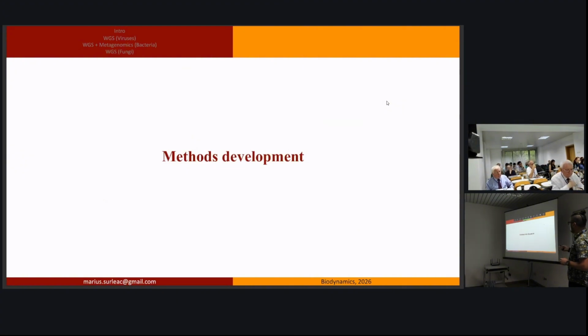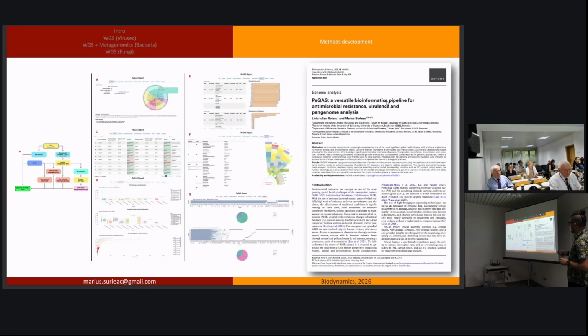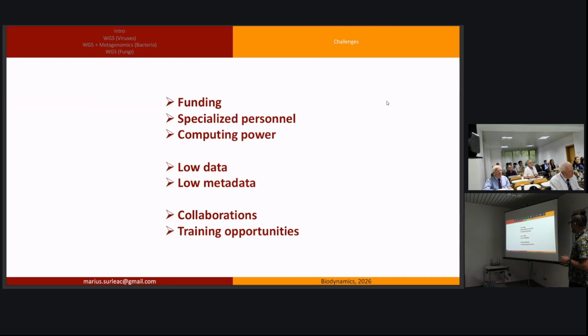And we also develop computational methods. This is an example of a computational method that we developed that does all or some parts of the things that I discussed, like MLST distribution, QC quality control of the assemblies, virulence spectrum prediction, antibiotic resistance predictions, and also pangenome analysis.